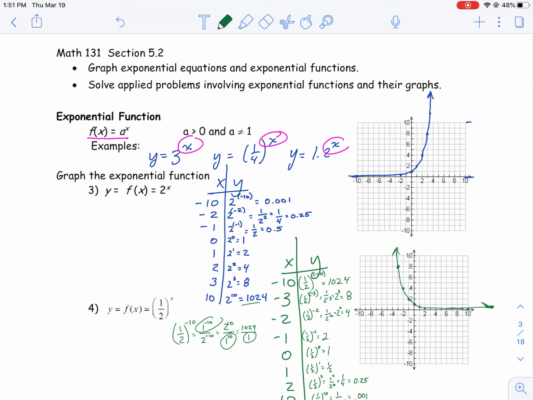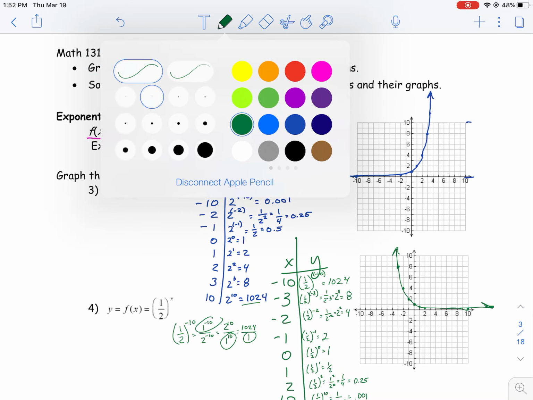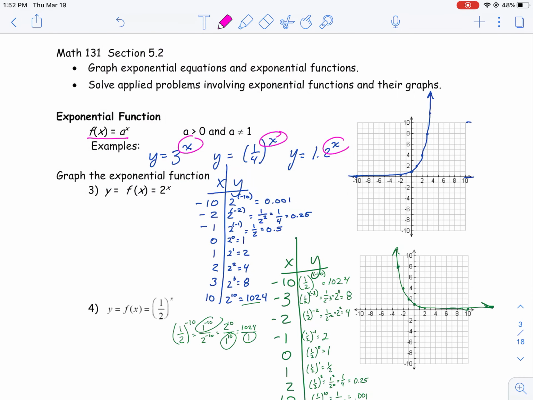Now let's compare these two graphs. You'll notice they look similar. The only difference is they're a reflection across the y-axis, or a reflection in the y-axis. Let's take a look at why this is.